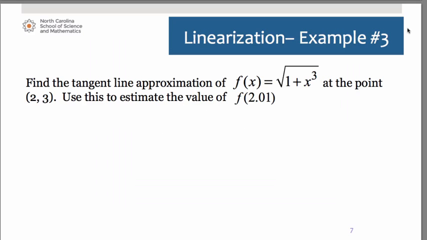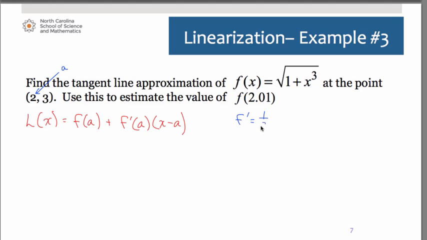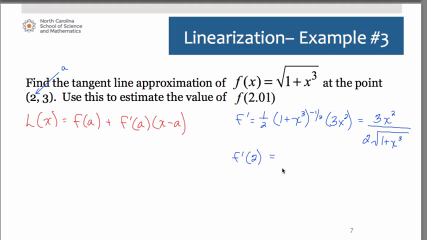In this last example, we're going to find the linearization, but then use it to estimate the value of the function at 2.01. Our a value in this case is the 2 from our ordered pair. f of a then is simply going to be 3. We do need our derivative. Let's go ahead and find that. We'll have to use the chain rule in order to do that. We can rewrite it. The value of that derivative at 2, if you substitute in, you should obtain 12 over 6, which of course simplifies to 2.